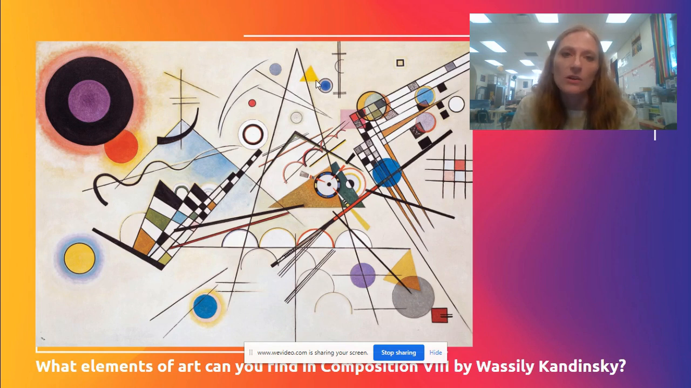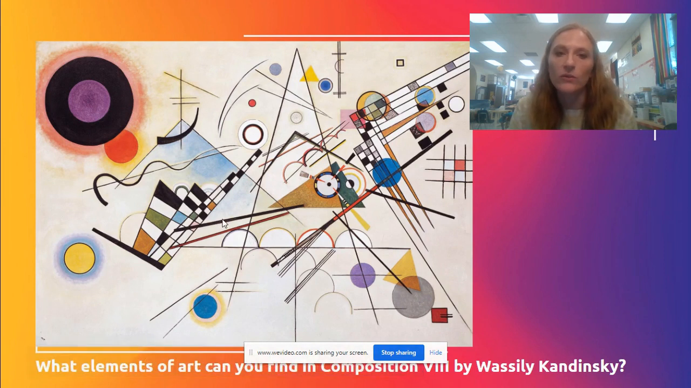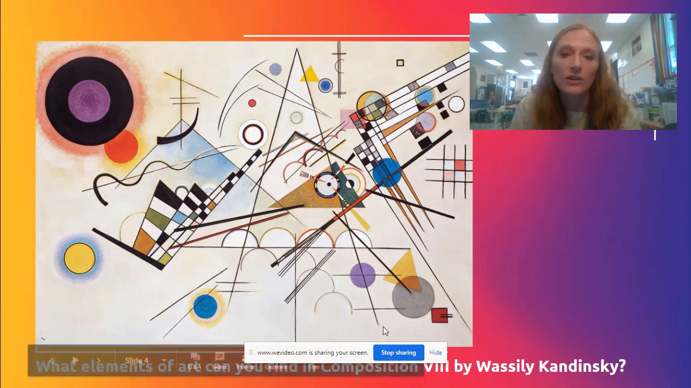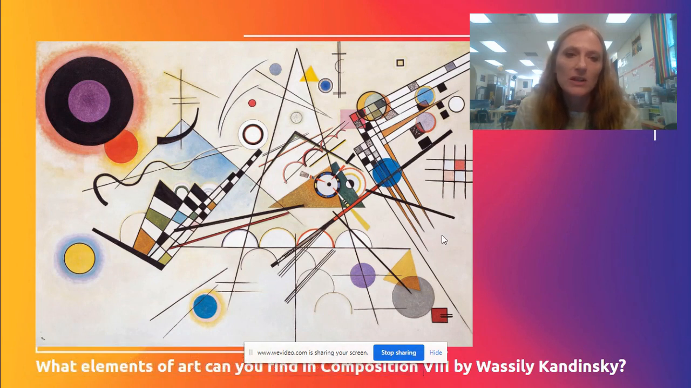A triangle. So I see that Kandinsky likes to use lots of geometric shapes like circles, squares, rectangles, and triangles. Oh, there's another triangle. When we're looking at art, sometimes we're looking for shapes, sometimes we're looking for lines, and sometimes we're looking for colors. So it looks like Kandinsky is using more than just shapes. He's using lots of different things. I think that is wonderful.